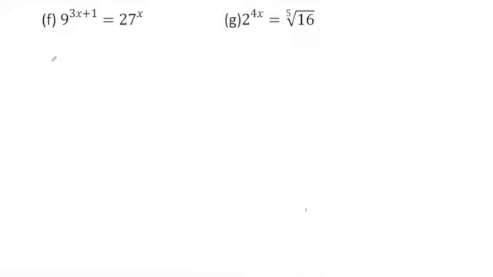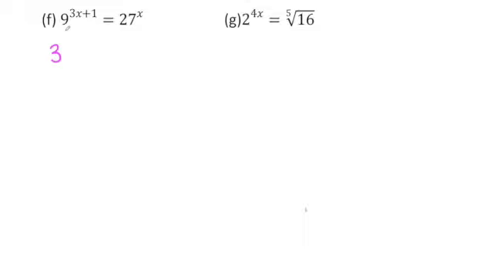Last two examples, 9 to the exponent 3x plus 1 equals 27 to the x. This time we have an x on this side too. That's fine, and we're going to still follow the same rules. There's just one little extra thing that we do, okay? So can we put 27 as a base of 9? Well, 9 to the exponent 1 is 9. 9 to the exponent 2 is 81, so it's already higher. Nope, so this time we actually have to put both down to the exponent 3.